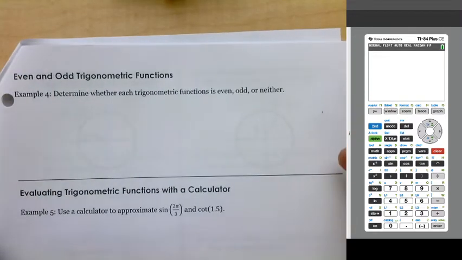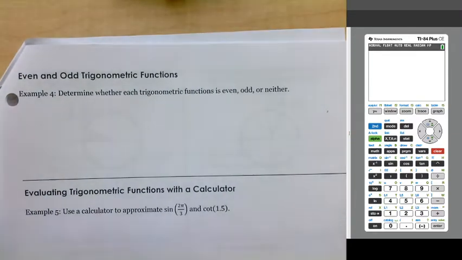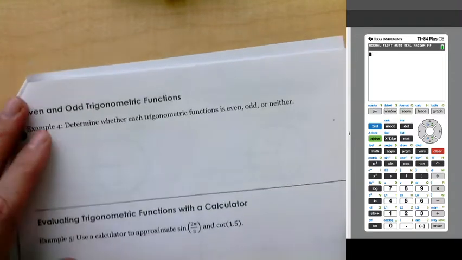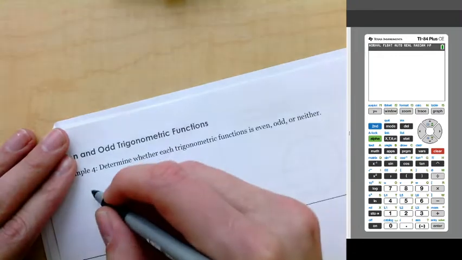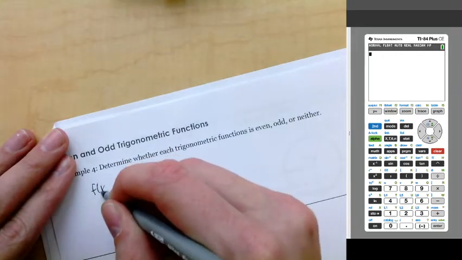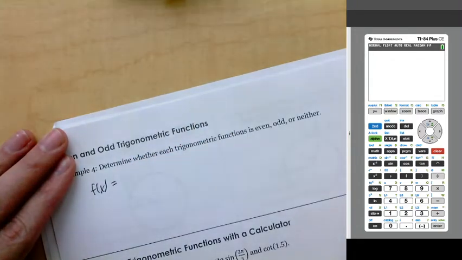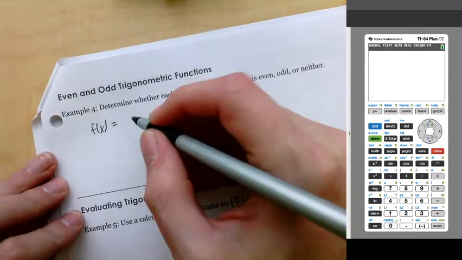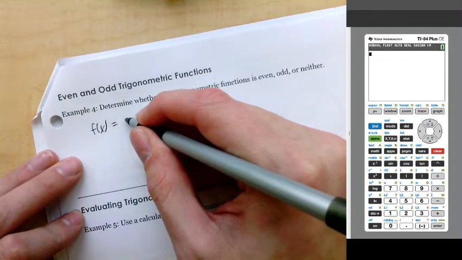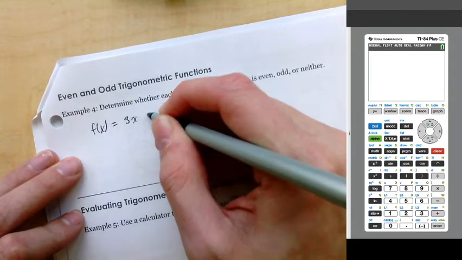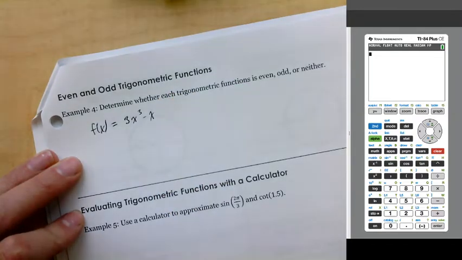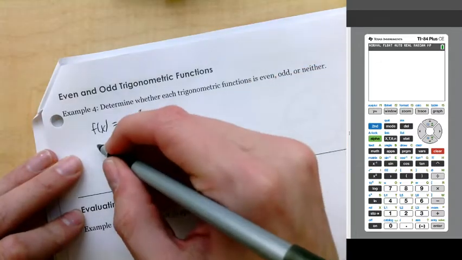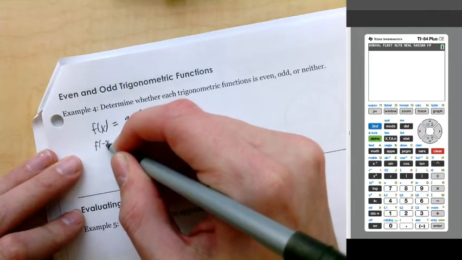Example 4, we have to determine whether each trigonometric function is even, odd, or neither. Okay, we have to recall what even, odd, or neither means. If we have our function f of x, let's say, I'm just going to do a quick polynomial to remind us what it is. If our polynomial is 3x cubed minus x, is this odd or even or neither? What we have to do is check f of negative x, right?